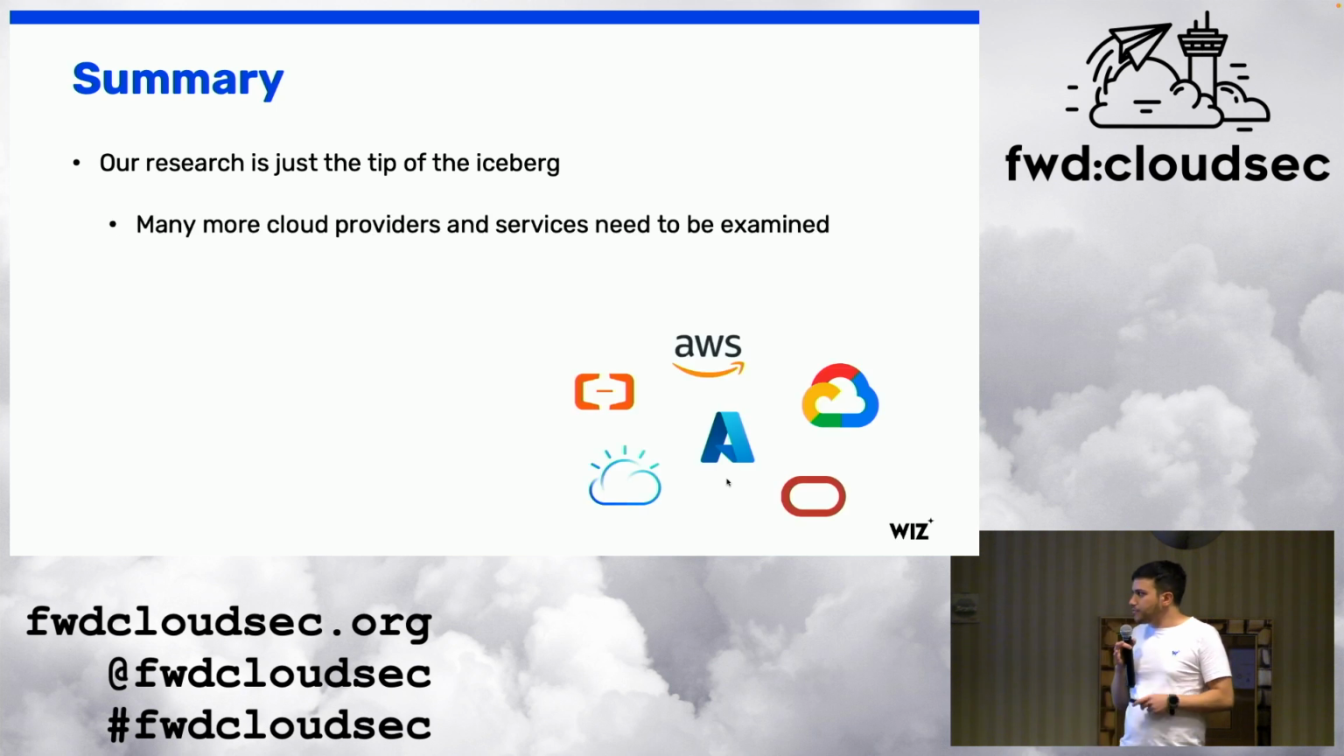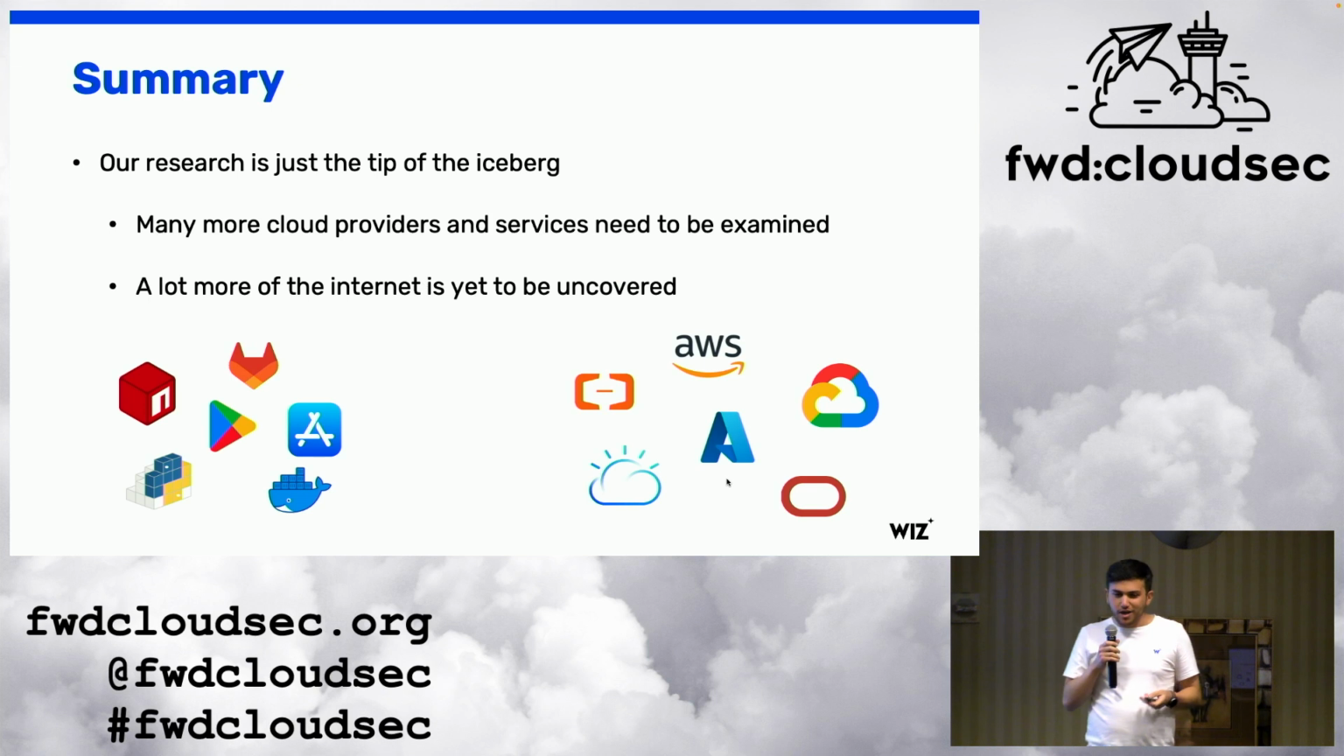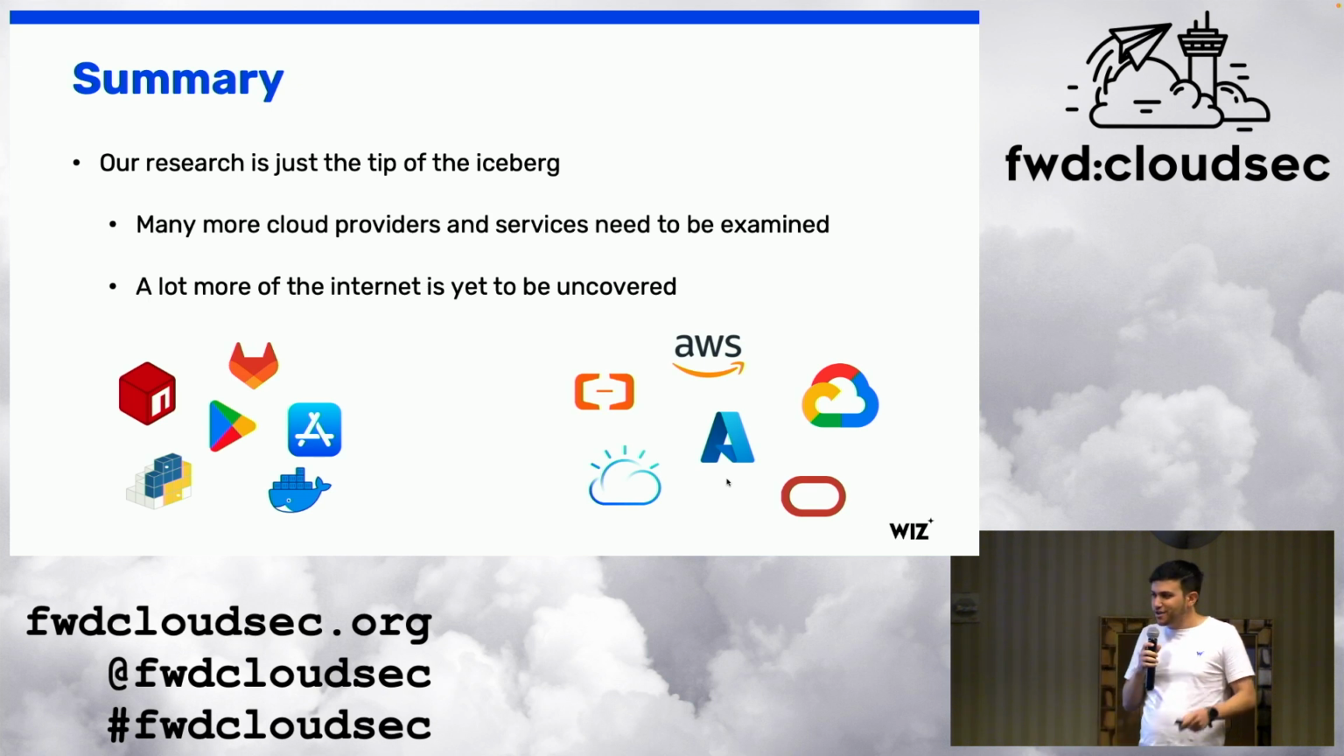The first way is that many more cloud providers and services need to be examined. I'm sure every one of you knows that there are a lot of CSPs out there, and every CSP has hundreds and hundreds of services. Each and every one of them could be misconfigured in a similar way, and each service can be the next big problem that is lying around and nobody knows about. And the second way is that, as always, a lot more of the internet is yet to be uncovered.